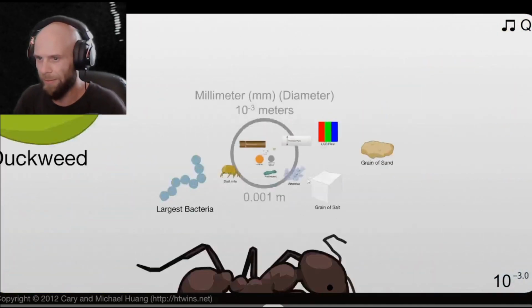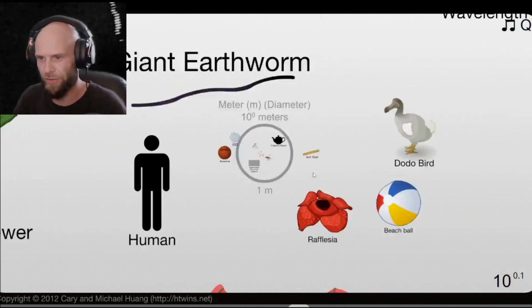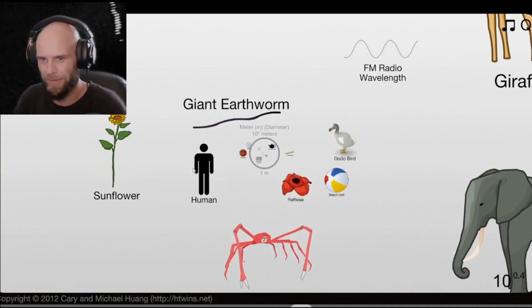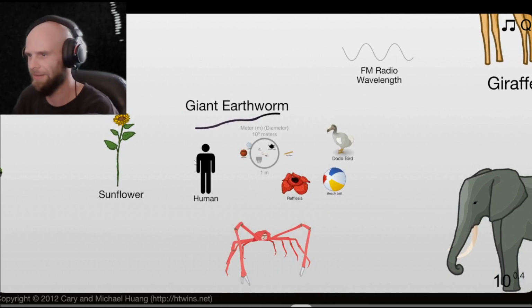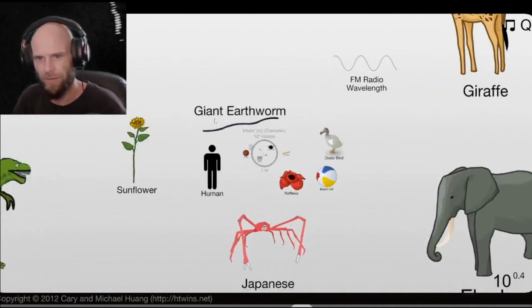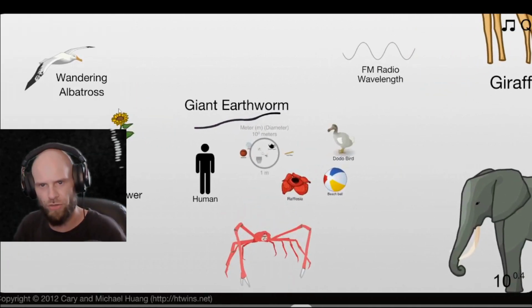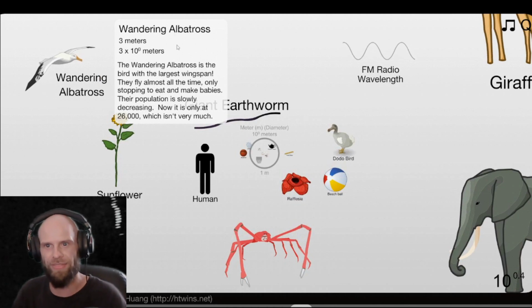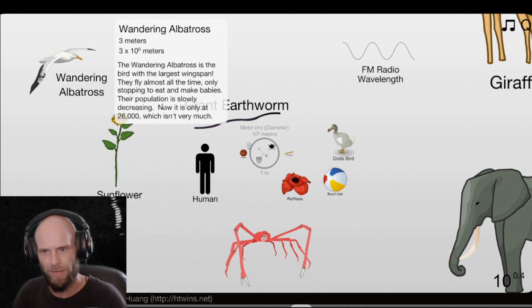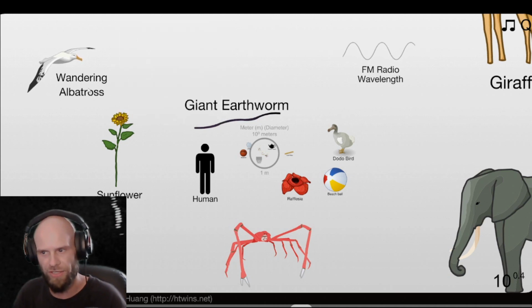Now, I want to go back out, okay? I'm not going to scroll you everything. Okay, we're back to the human. Sunflowers are big. I mean, some of them don't get as tall as us, but some of them get huge. Are albatrosses that big? They're 3. Oh my god, they're big. They fly almost all the time, stopping to eat and make babies. Population is slowly decreasing. Oh. I thought that was just a seagull.